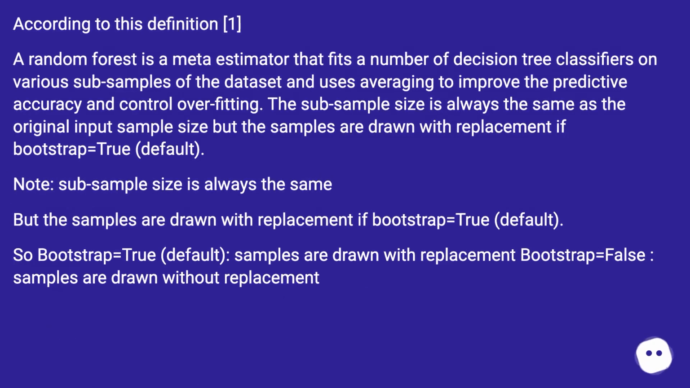According to this definition, 1. A random forest is a meta-estimator that fits a number of decision tree classifiers on various subsamples of the dataset and uses averaging to improve the predictive accuracy and control overfitting. The subsample size is always the same as the original input sample size, but the samples are drawn with replacement if bootstrap equals true, default. So, bootstrap equals true, default: samples are drawn with replacement. Bootstrap equals false: samples are drawn without replacement.